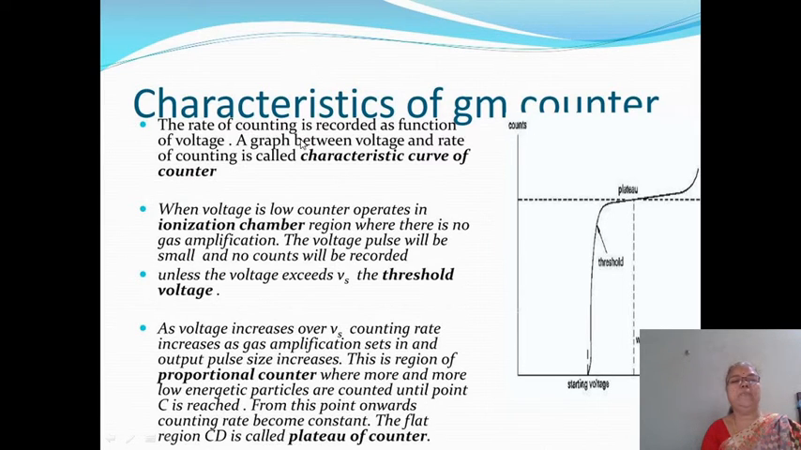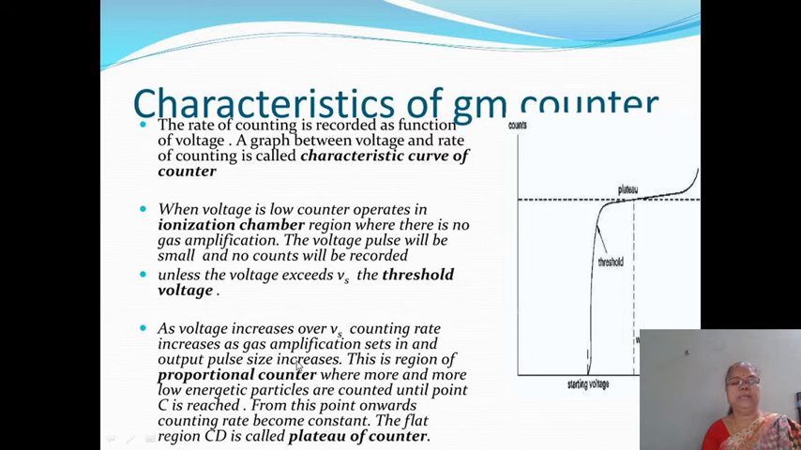Then, the characteristics of the G.M. counter. The rate of counting is recorded as a function of voltage. A graph between voltage and rate of counting is called the characteristic curve of a counter. When the voltage is low, the counter operates in the ionization chamber region where there is no gas amplification. The voltage pulse will be small and no counts will be recorded unless the voltage exceeds the threshold voltage.